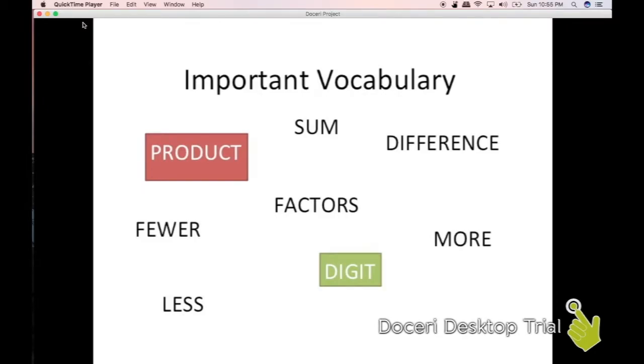Just a few important vocabulary words that we should be familiar with: product, fewer, less, some, factors, digit, difference, and more. The two we're going to focus on today, though, are digit, because we are dealing with numbers, and product, because we are dealing with multiplication.